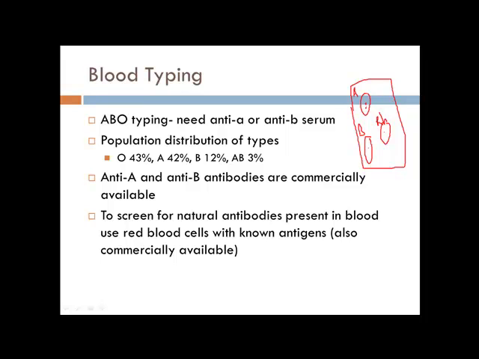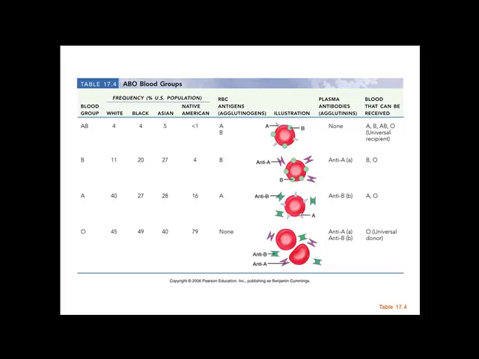If I get clumping in the first well, that means A antigens are present, so I know I have at least type A blood. Why? Because the anti-A antibodies will only interact with the A antigen. If I get clumping in the second well, then I know I have AB blood, because the anti-B antibodies interacted with the B antigens. No clumping in the third well means it'd be Rh negative, so I'd be AB negative. Both anti-A and anti-B antibodies are commercially available and are used to do blood typing.